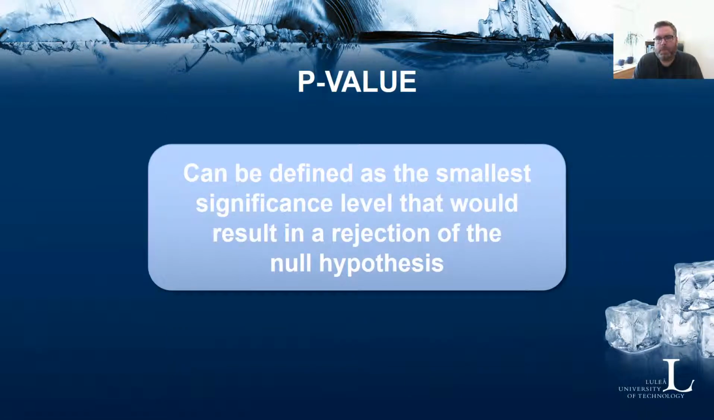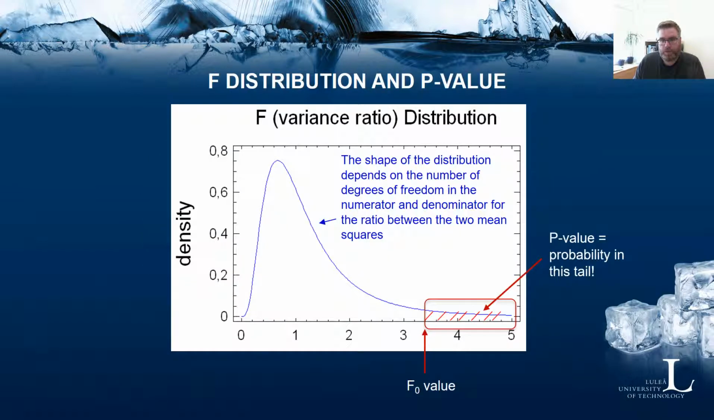The p-value can also be defined as the smallest significance level that would have resulted in a rejection of the null hypothesis. So going back here, if this is really small, we can say that a really small significance level would have resulted in a rejection of the null hypothesis. So this is why, if we see a small p-value, this translates into this effect is probably significant.